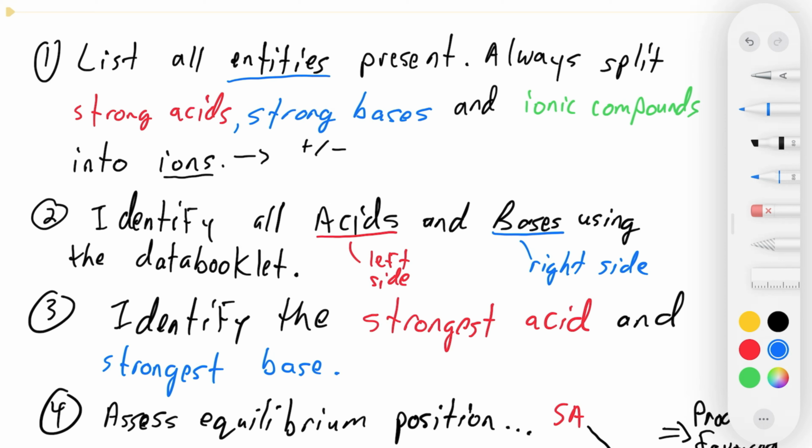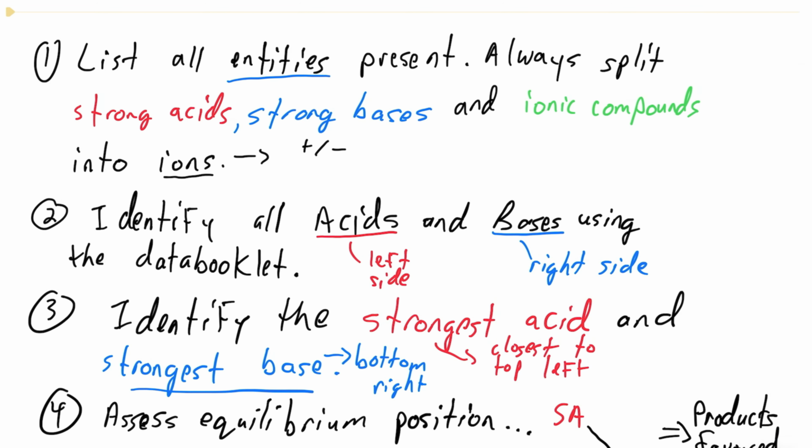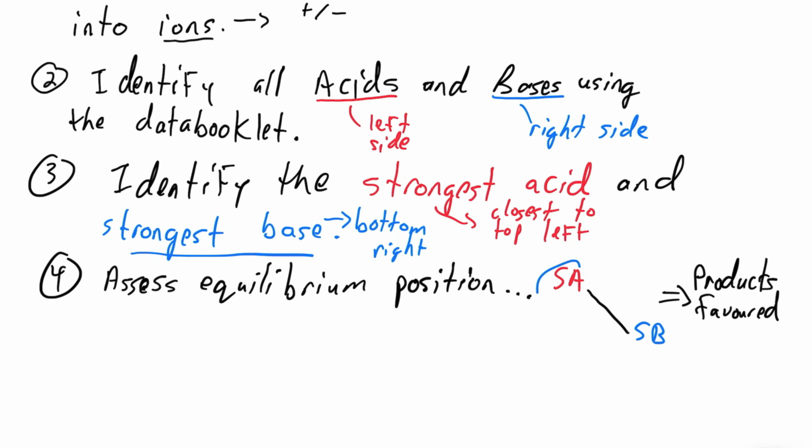we're going to use, similar to what we did in spontaneity, the concept of comparing the strength of acids and the strength of bases to each other. And so the strongest acid, kind of like the strongest oxidizing agent in our reduction potential table, is always going to be at the top left. So whichever one is the highest on the left side is the strongest acid, while the strongest base is going to be towards the bottom right. So the lower on the right side of the chart your base is, the stronger it is.